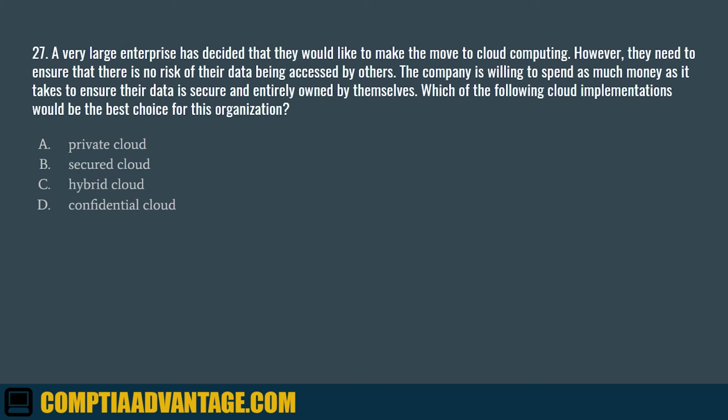Question 27. A very large enterprise has decided that they would like to make the move to cloud computing. However, they need to ensure that there is no risk of their data being accessed by others. The company is willing to spend as much money as it takes to ensure their data is secure and entirely owned by themselves. Which of the following cloud implementations would be the best choice for this organization? A. Private cloud, B. Secured cloud, C. Hybrid cloud, D. Confidential cloud. The correct answer is A.